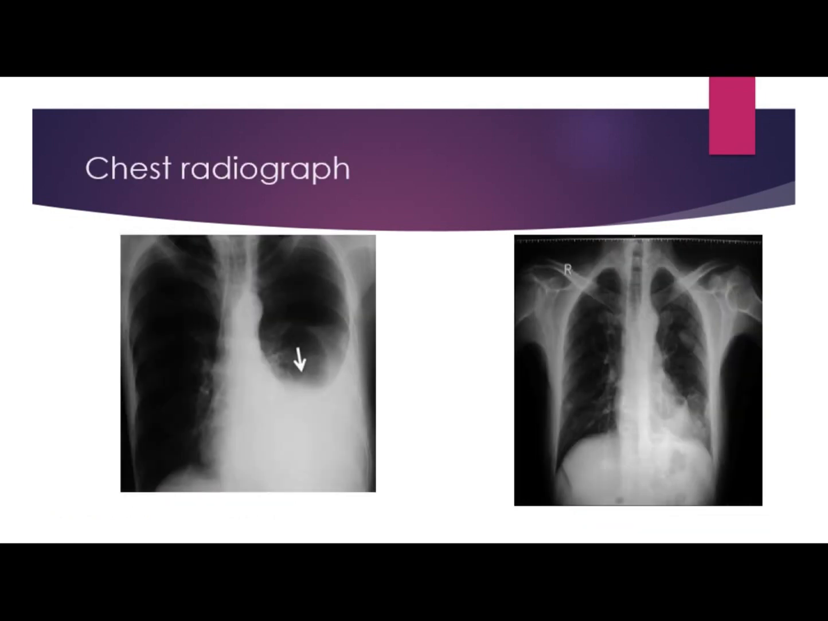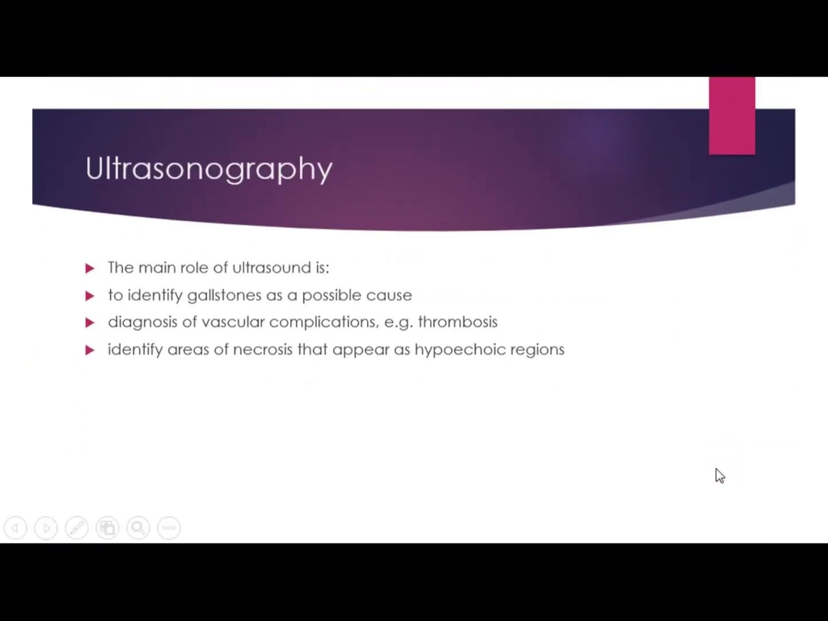Chest X-ray findings: there will be left-sided pleural effusion, basal atelectasis, elevated left hemidiaphragm, or edema. All are signs. About the ultrasound findings, depending on which type it is, there will be decreased echogenicity and edema. Sometimes the cause will be seen on ultrasound, like a gallstone, or complications with the vein such as thrombosis; a necrotic area we can't see.